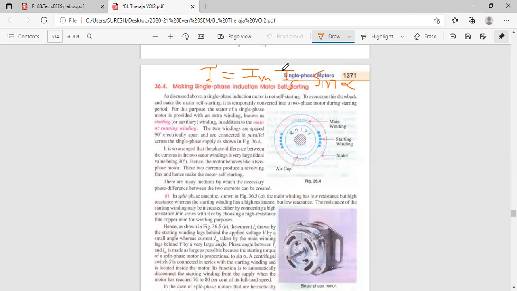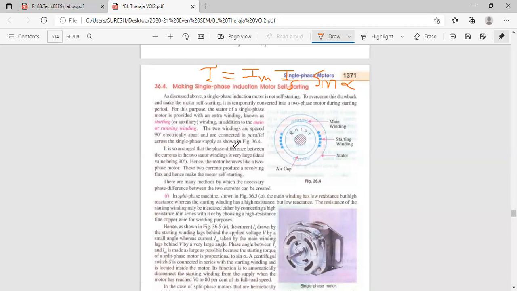Angle in between Im and Is: we can create the angle approximately equal to 90, but not equal to 90. We can't get 90 degrees exactly. Okay, that is. Now for increasing the torque, alpha should be 90 degrees electrically apart. This is the meaning: the two windings are spaced 90 degrees electrically apart. Okay.